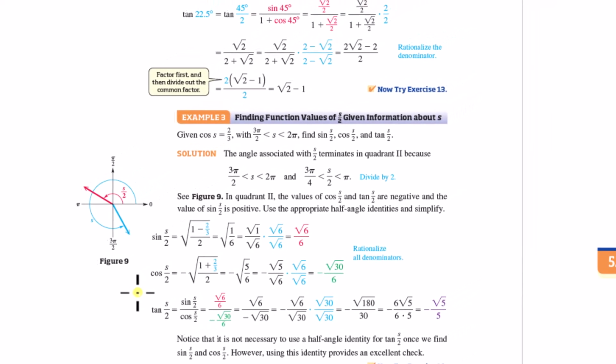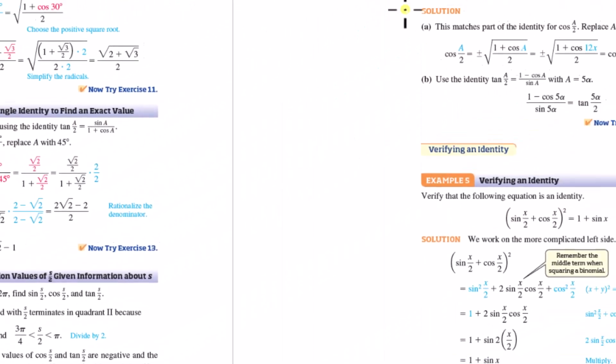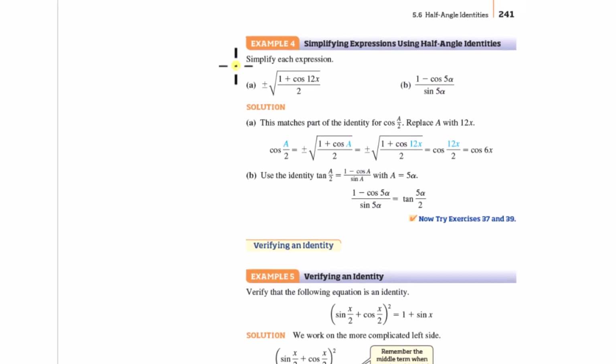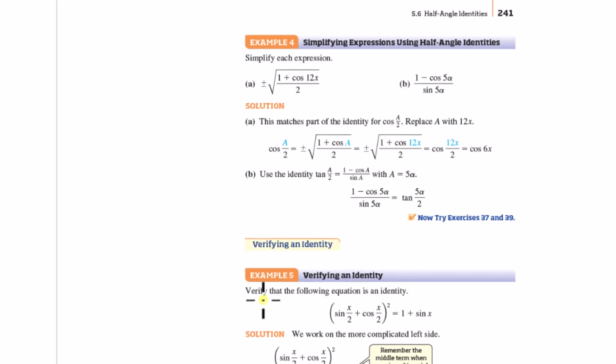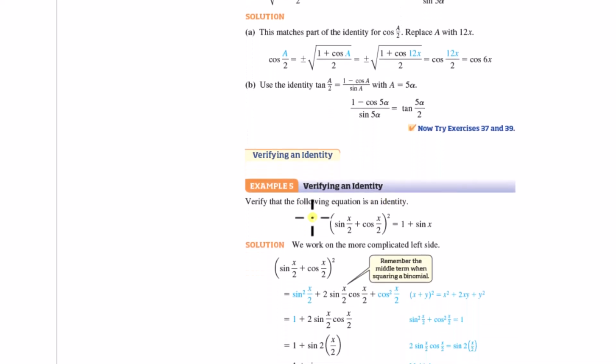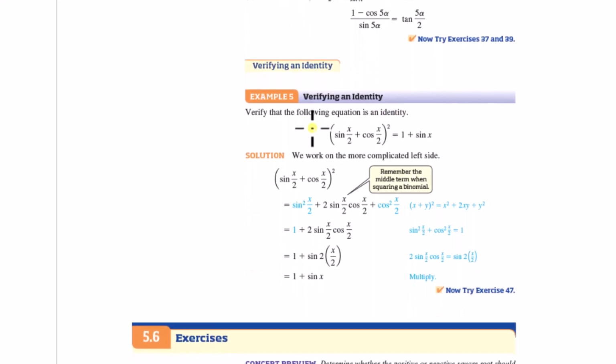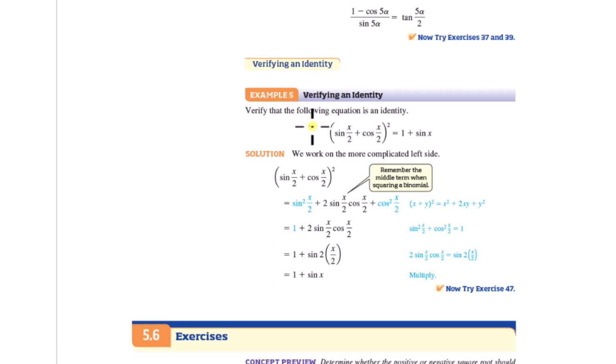And we'll work a bunch of example problems. Simplifying expressions using half angle identities. For both of these, they see how the pattern matches up with the half angle identity formulas and simplify from there. We'll work a bunch of examples like this and then verify the following identity. We're going to do verifications of equations as identities. We'll make use of the half angle identities as well. We'll do all this in the next video.